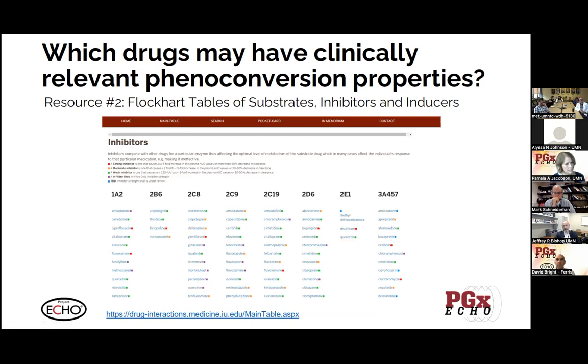The second resource that I'd like to make you aware of is the Flockhart tables of substrates, inhibitors, and inducers. This web-based resource is housed at Indiana University. It considers a few additional drug metabolizing enzyme categories. It's organized a little bit differently. It has some color-coded icons that denote strong inhibition and moderate inhibition. They also parse out those with in vitro data. And then you can click on each of these medications, and in some cases it will pull up some background reference so you can see some of the sources that they use to categorize that information.